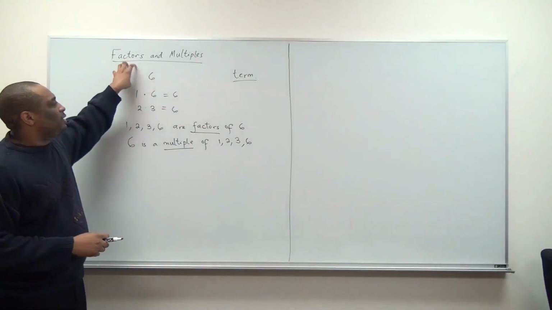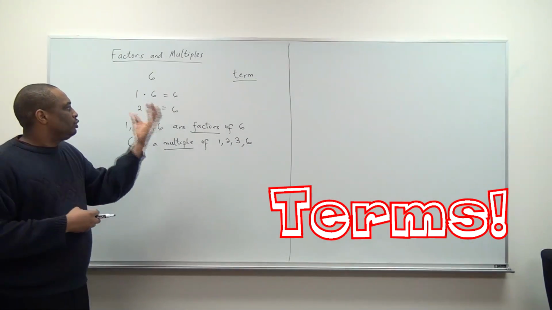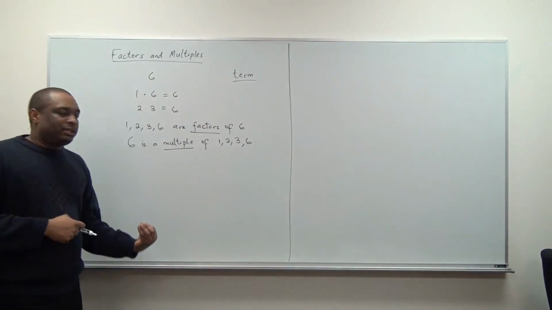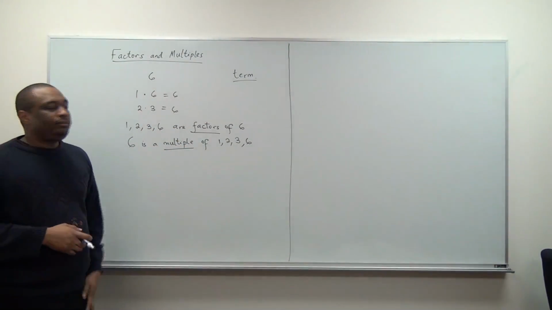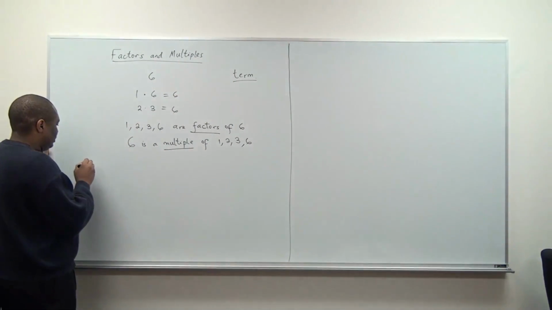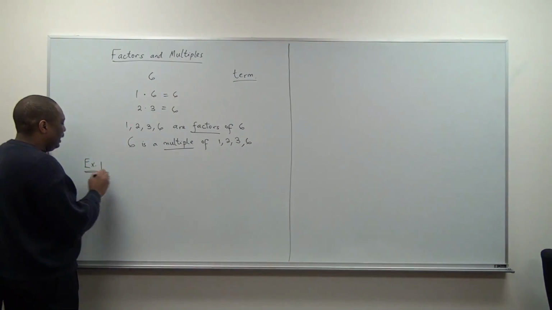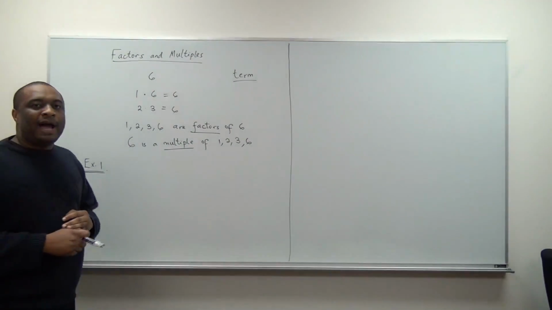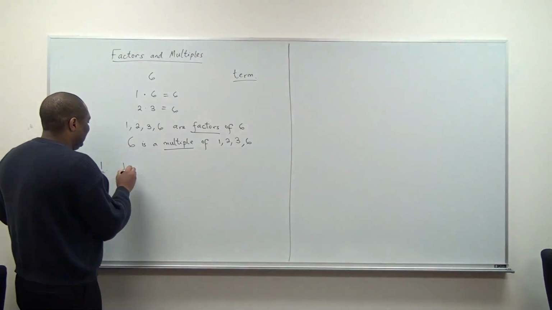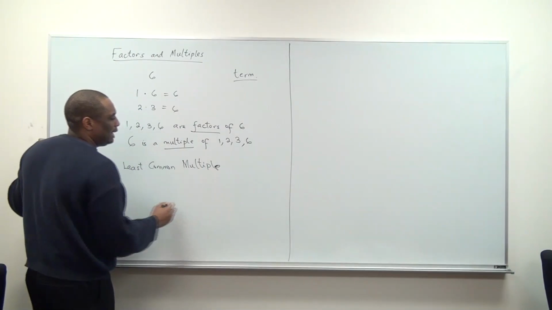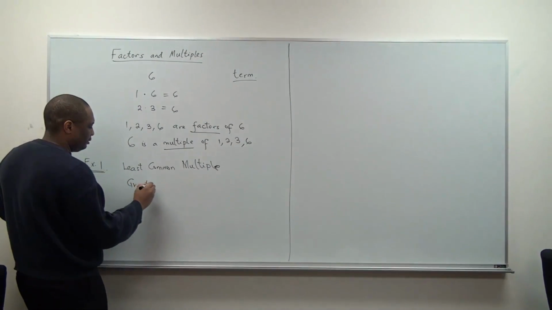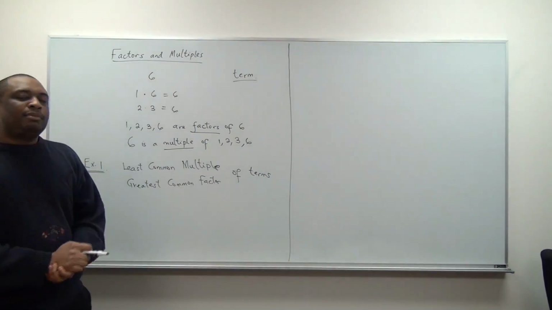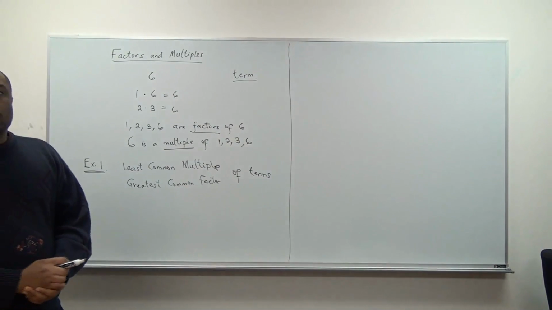Let me repeat. Factors are the terms you combine to get another term. The term that is got from combining factors is called a multiple. Let's look at some examples. In this example and other similar examples, we are going to find the least common multiple and the greatest common factor of terms.